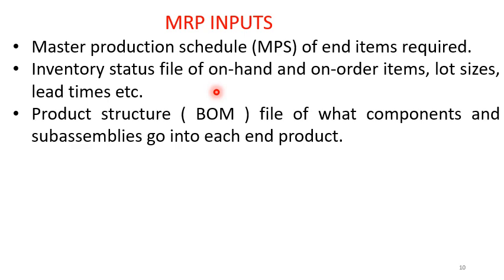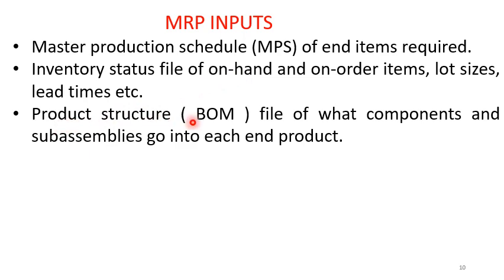Materials for the production of those end items, the scheduling, the timing, when it starts, when it completes, that is important. Those are very essential inputs to MRP. Inventory status file of on hand and on order items: how many, what is the inventory available on hand, on order items, lot sizes, lead times, etc. All these should be fed into the MRP as inputs. Only then will you have an effective MRP system.